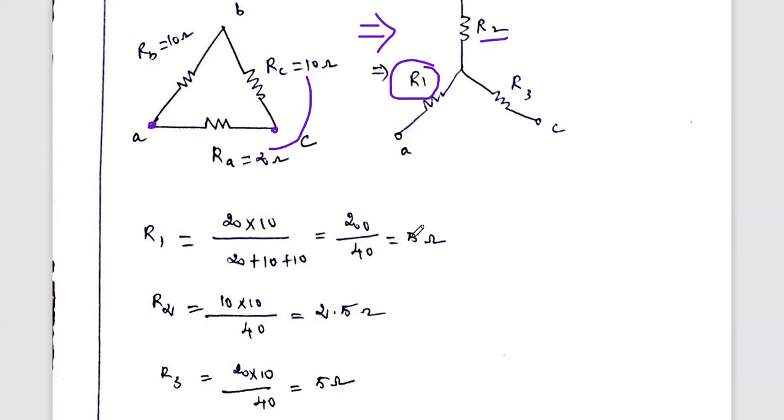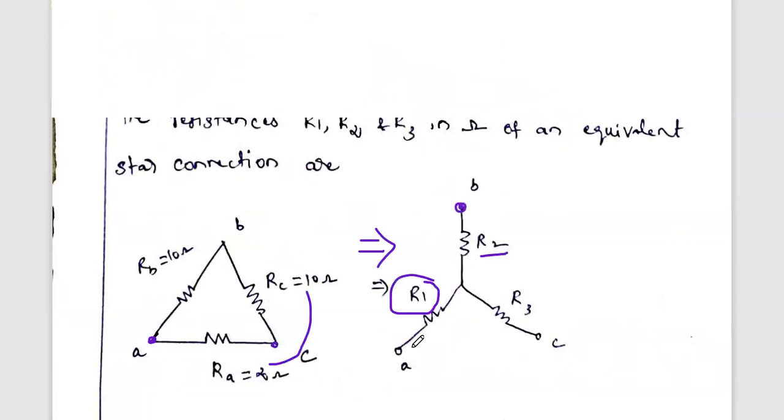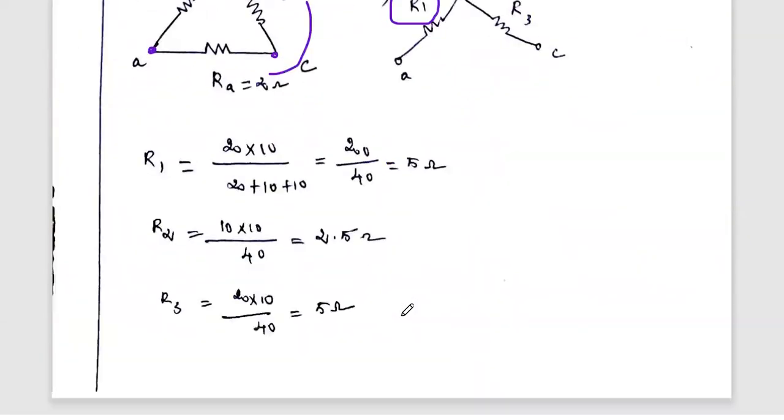So the resistance R1 is 5 ohm, R2 is 2.5 ohm, R3 is 5 ohm. So this is the delta to star conversion problem.